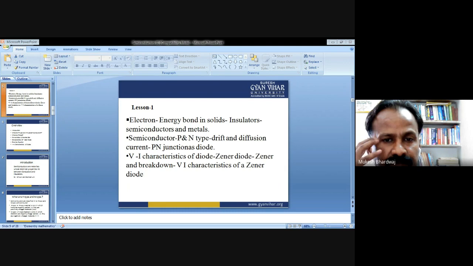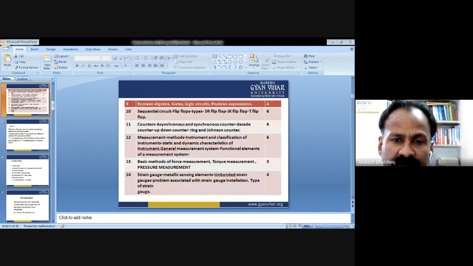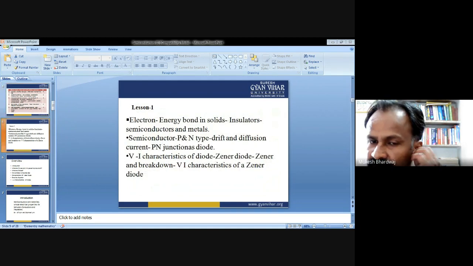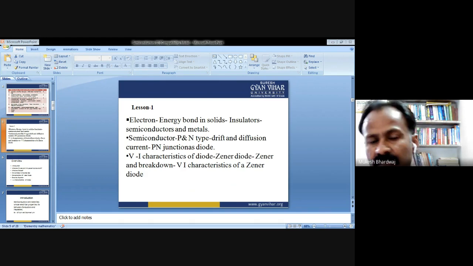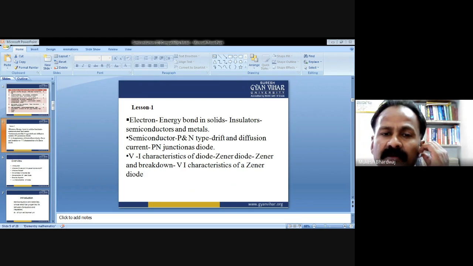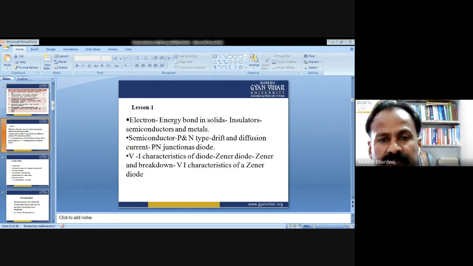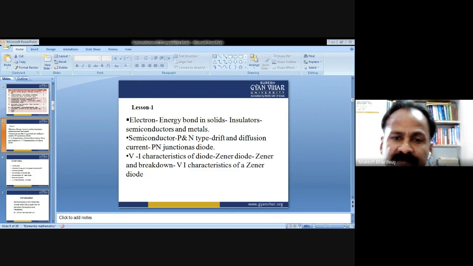Now we start with the first topic, the difference between conductors, semiconductors, and insulators. Before starting that, we know that every material is made up of the smallest particles known as electrons, protons, and neutrons. So we start our topic from the electron, energy bands in solids, insulators, semiconductors, and metals, semiconductors, P and N type, drift current, P-N junction type, VI characteristics of diode, Zener diode, Zener breakdown, and so on.